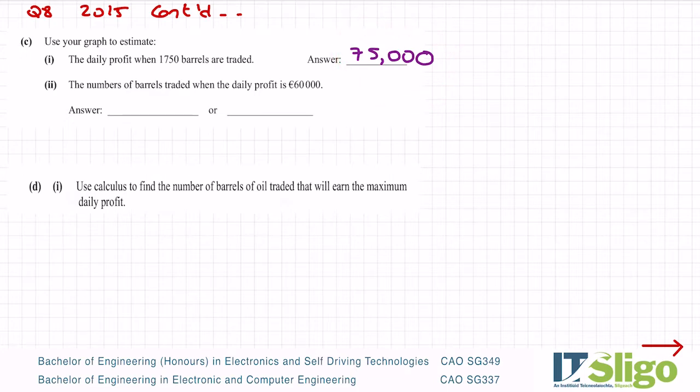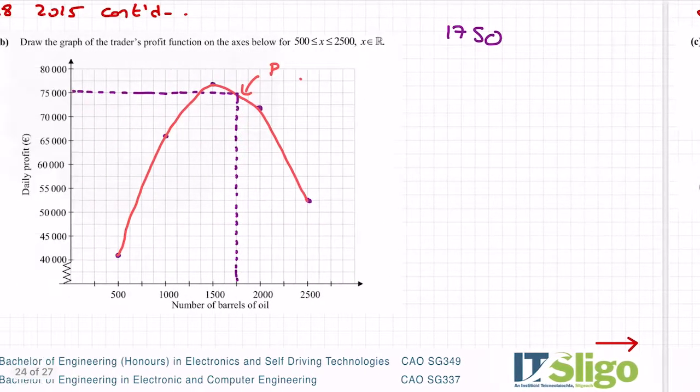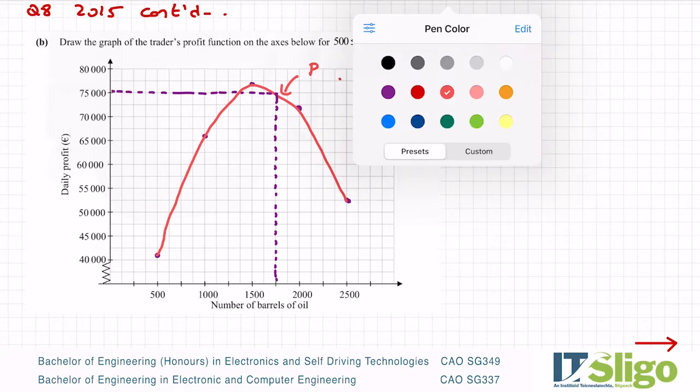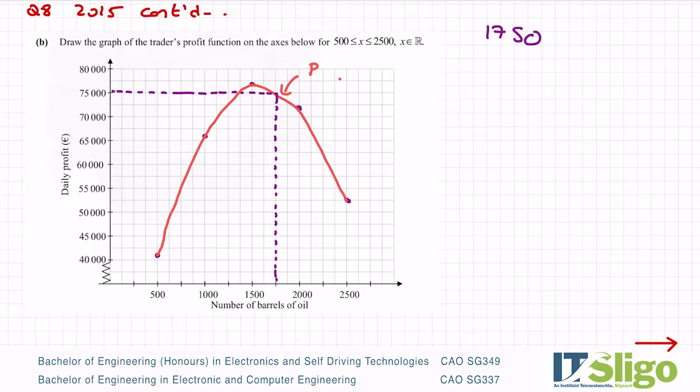Part 2, the number of barrels that were traded when the daily profit is 60,000. They've helped you out here by saying answer or answer. So what does that mean? Well, let's find 60,000 on our graph. I'm going to change color just to come across to my graph at 60,000.